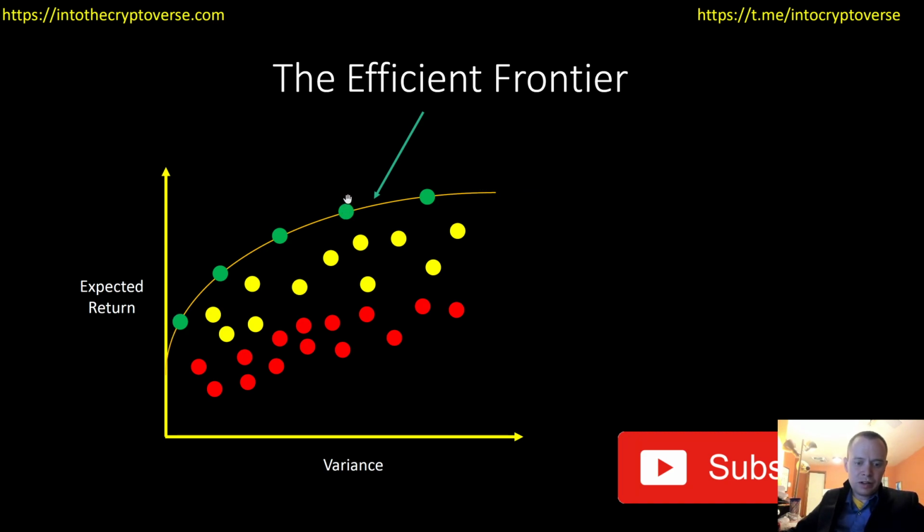So what you don't want to do is say, okay, my risk level is here, and then choose the portfolio that gives you a very low expected return, because you're taking on a huge level of risk for a very low expected return. If you want to take on this level of risk, then you want to be up here on the efficient frontier, which is, given that risk level, you want to maximize your expected return.